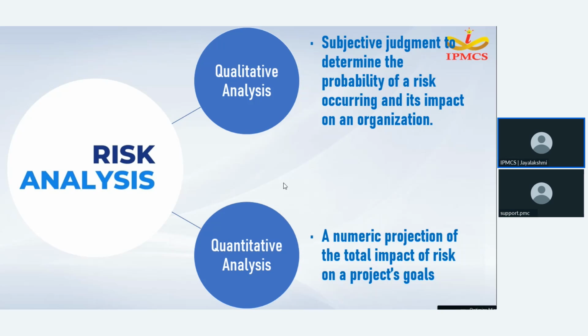He can rank the risk from low to high based on its chances of occurrence, and low to high based on its impact also. And when it comes to quantitative analysis, it is a numerical projection of the total impact of risk on the project goals, such as schedule, cost, etc. It helps the organization to determine whether the project can be a success or not. It will give us some numerical values.